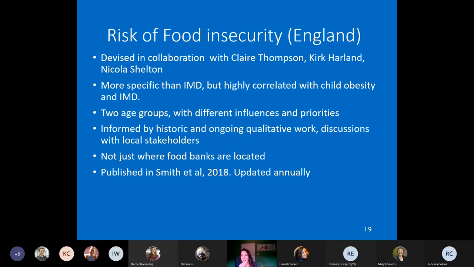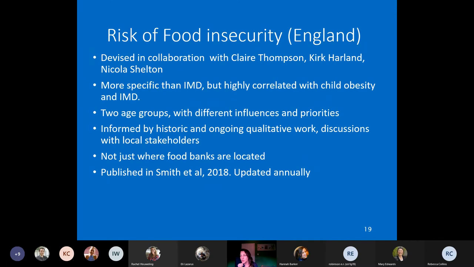So I'm going to very briefly talk you through one of the examples of projects we've done around food insecurity. And this is some work that I've been doing for about 5 years now. It started back when I was at Queen Mary still. And it's looking at a small area measure of food insecurity risk, kind of like the index of multiple deprivation, but very specific to food insecurity.